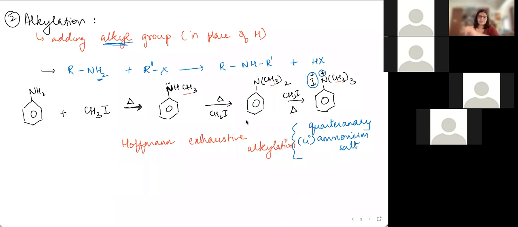Okay, so these are the main things. This is the main reaction. Note that a hydrogen on nitrogen is substituted with the R dash here, and the lone pair of electrons gets this R dash. A special note is Hoffman exhaustive alkylation, when it is converted into a quaternary ammonium salt. Once you're done with this, we'll talk about acylation.